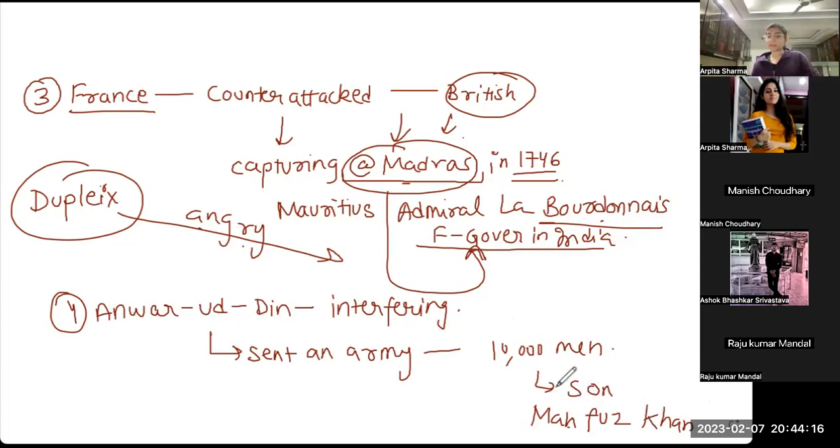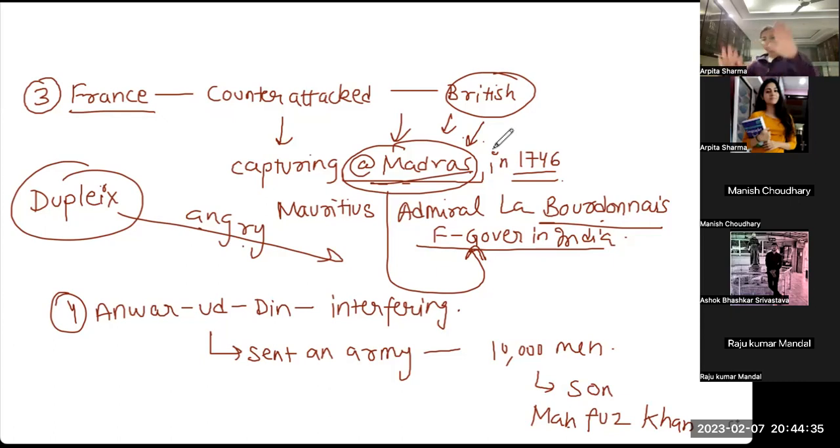He sent this army to capture Madras back from the French. Okay. He said, Madras is a part of India. You are an outsider, a trader. Who gave you the right to capture Madras? Right? On my land, who gave you the right to take out your own personal enmity?